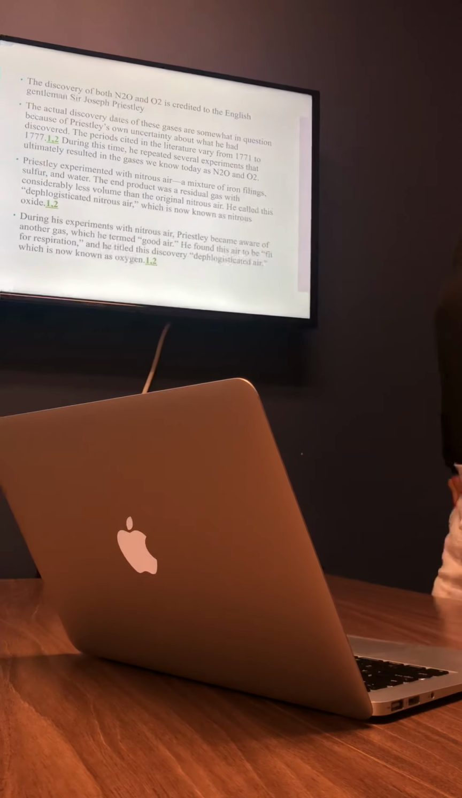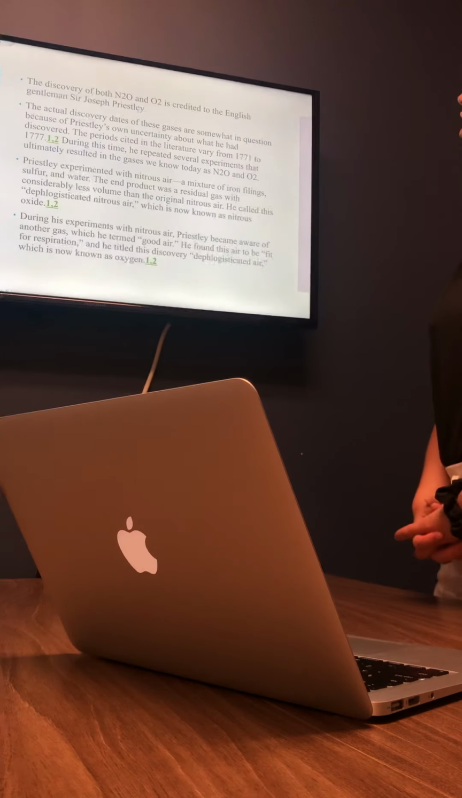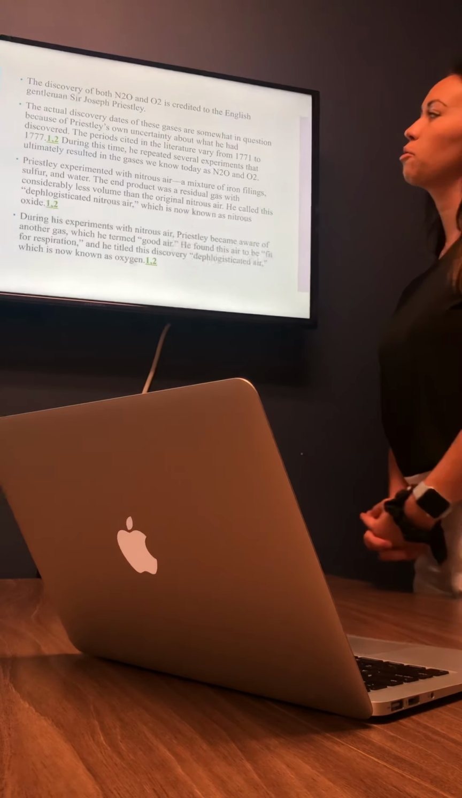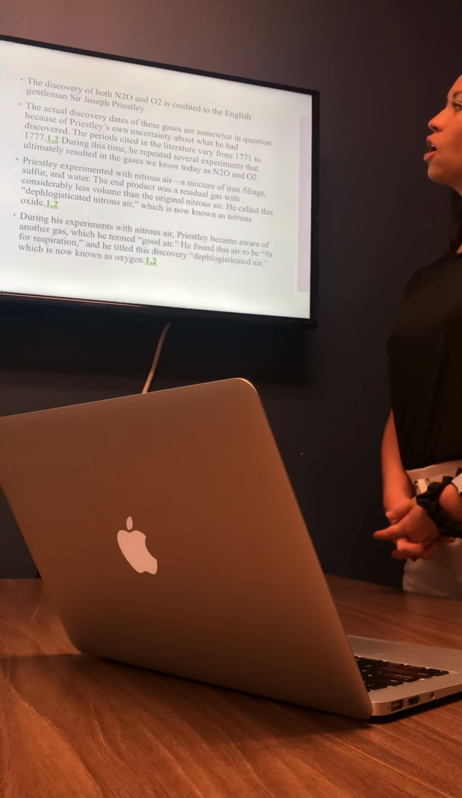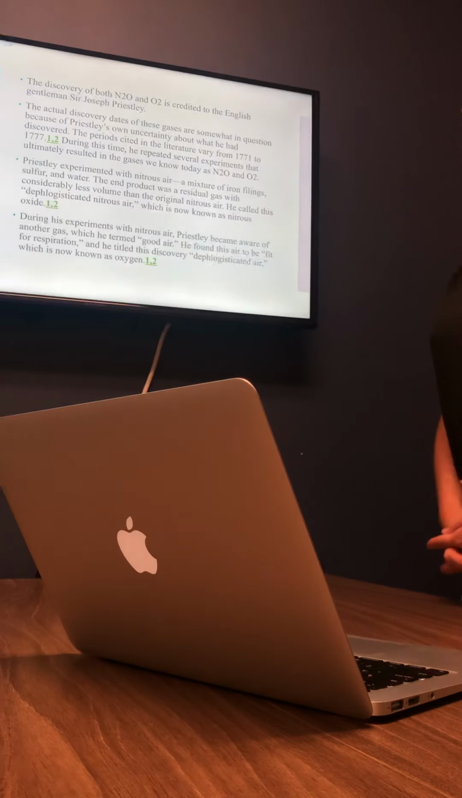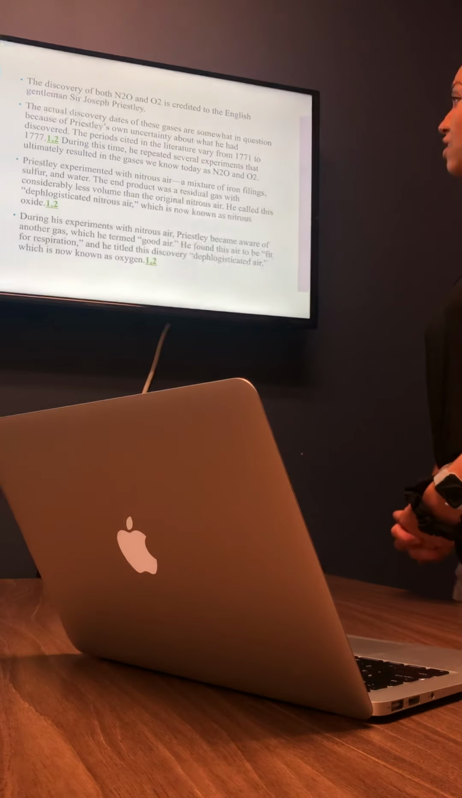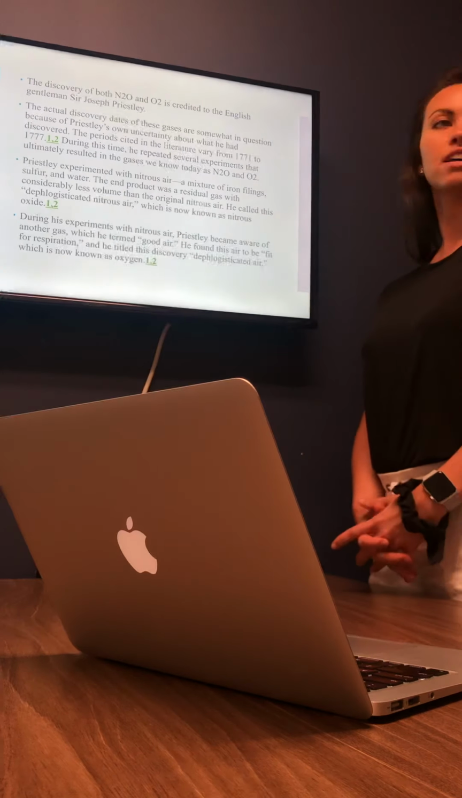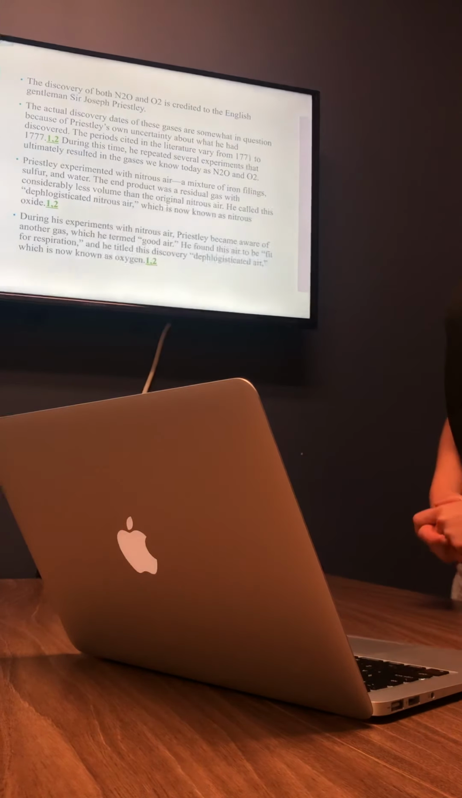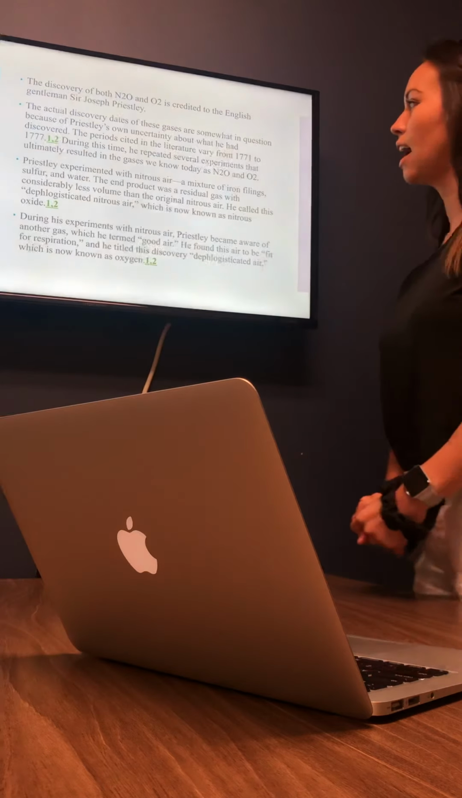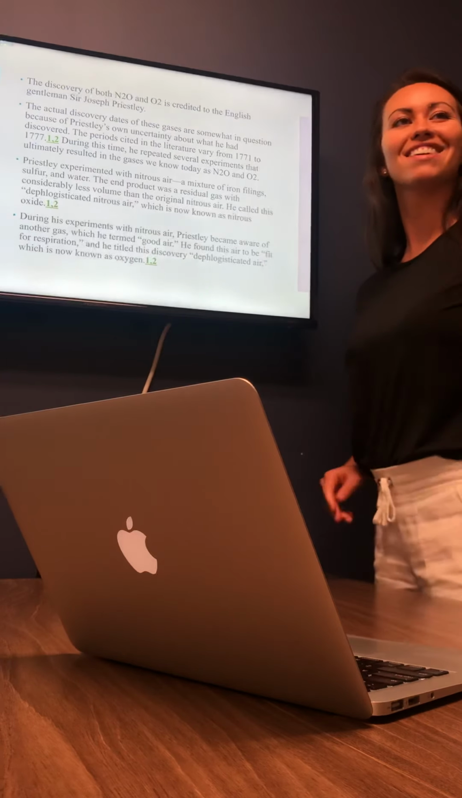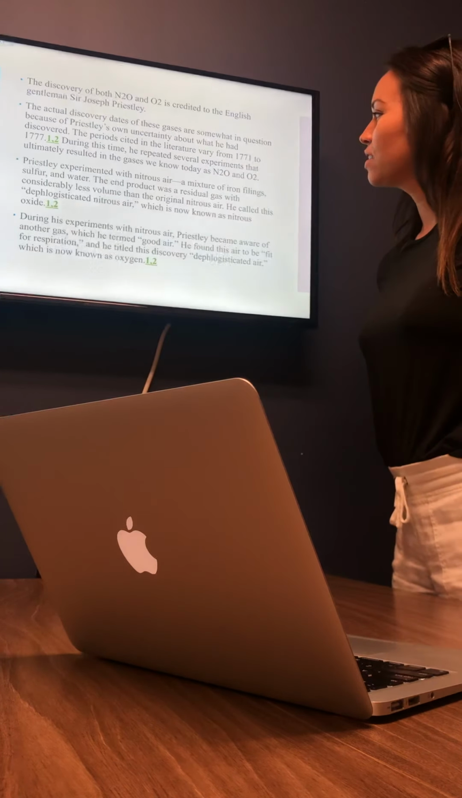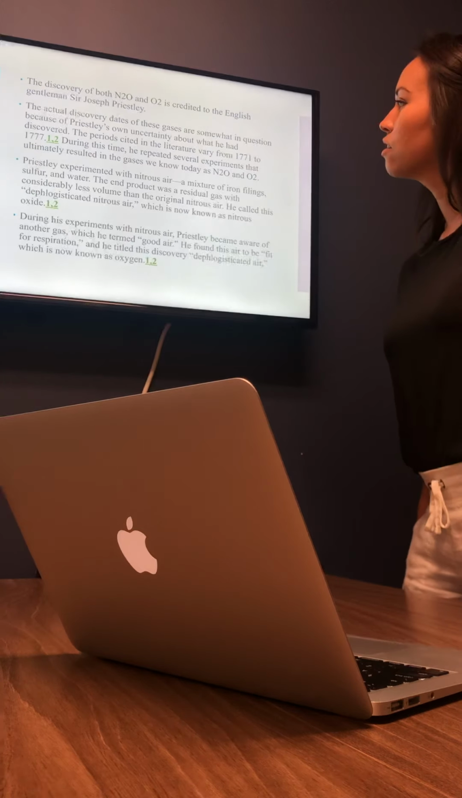So, to start, the discovery of both nitrous and oxygen is credited to the English gentleman Sir Joseph Priestley. The actual discovery dates of these gases are somewhat in question because of Priestley's own uncertainty about what he had discovered. The periods cited in the literature vary from 1771 to 1777. During this time, he repeated several experiments that ultimately resulted in the gases we know today as N2O and O2. Any questions? No. Okay.